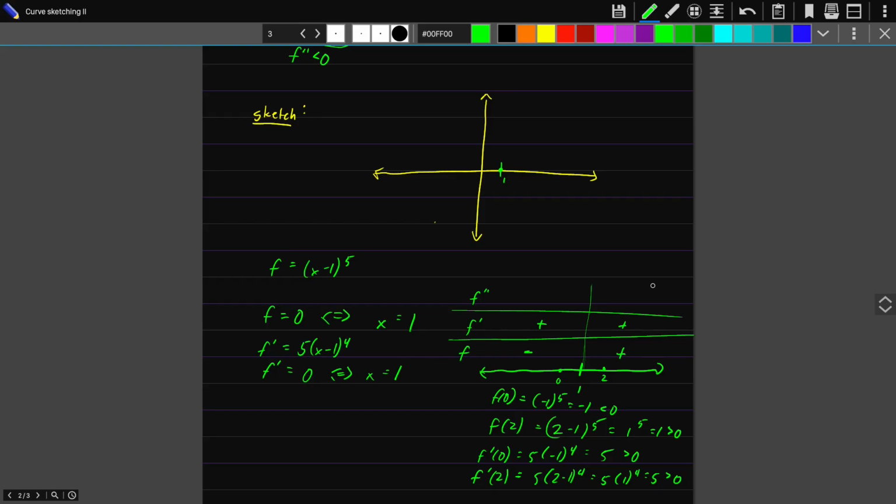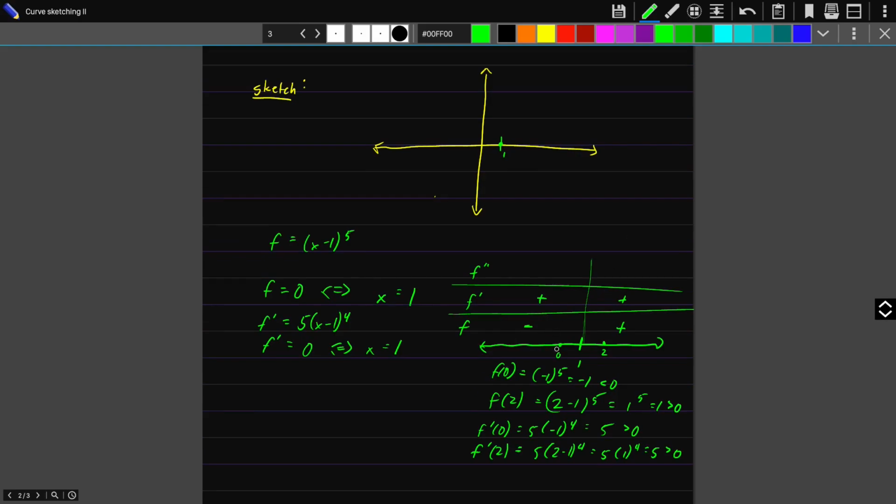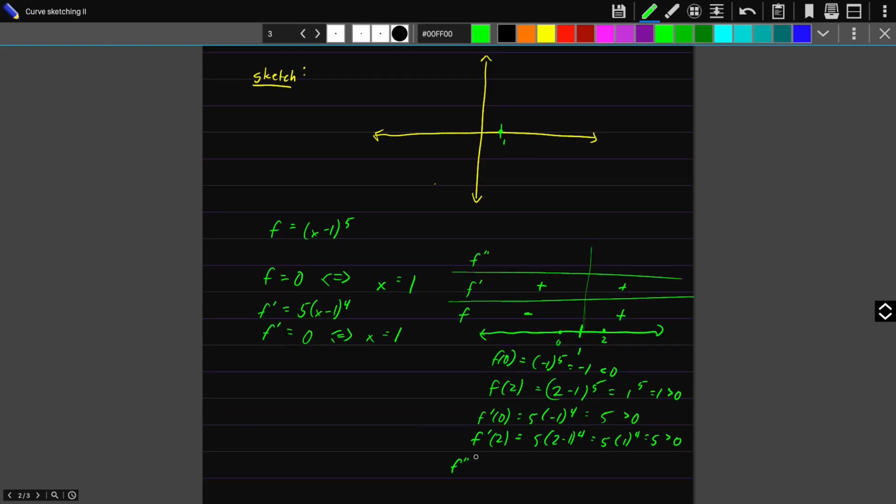Oh, pardon me. And finally, f double prime. Let's see, the sign of f double prime. So f double prime of 0 would be 20 times (0 minus 1) to the third power, which would be minus 20. That's less than 0, so we're negative here.